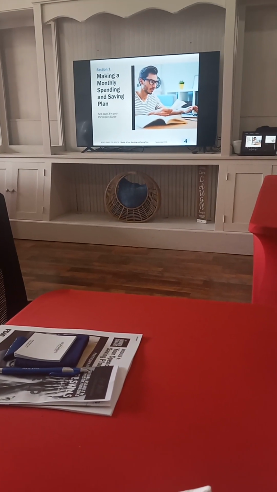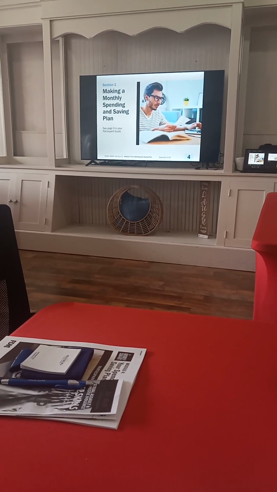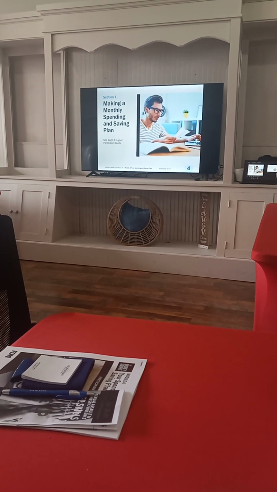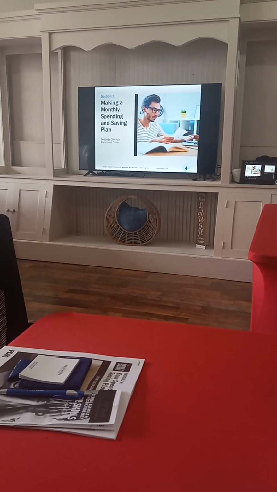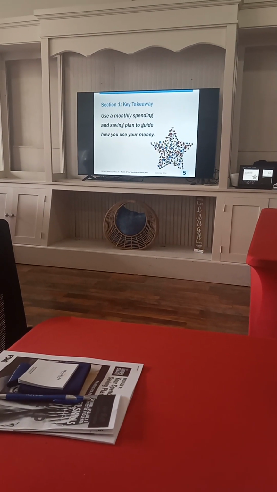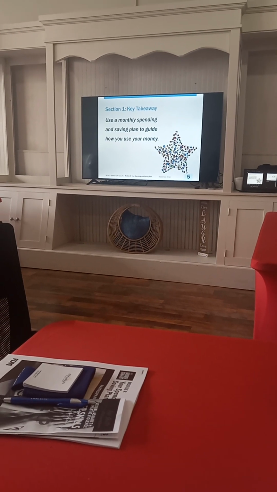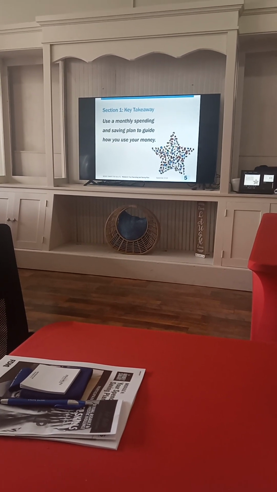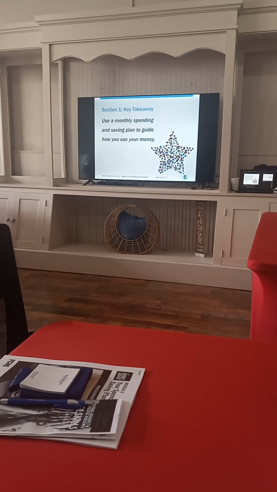So that's what we're going to talk about today. We're going to make a monthly spending and savings plan. A lot of people call it a budget, but we're going to call it a spending and savings plan, and we're going to put it into action. We need to use our spending and savings plan to guide how we use our money. If we don't know what we're going to do with it, we're going to overspend, and in the month, we're going to be broke.